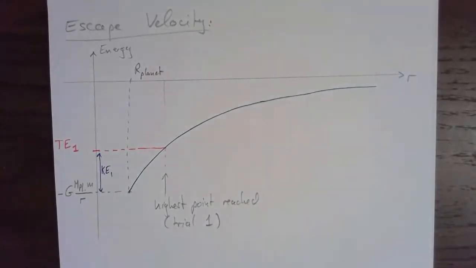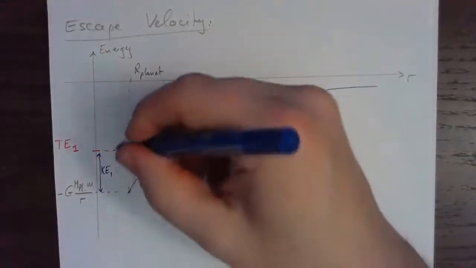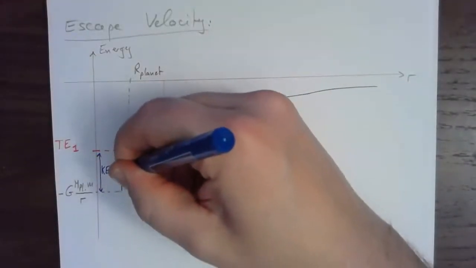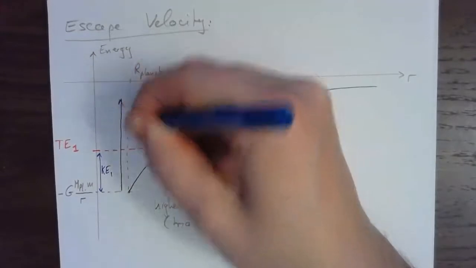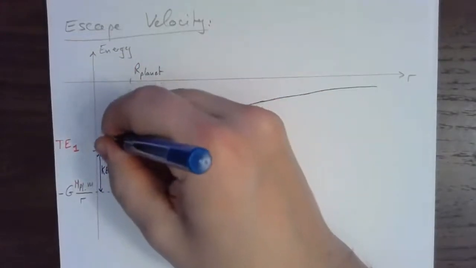Okay, let's try again. Let's shoot the whole thing a little bit faster. Right, so we do it again. We start out here, that's the surface of the Earth. That's my potential energy. I can't change that being stuck on the surface of the Earth. But I can make it go faster. By making it go faster, I'm adding more kinetic energy to it. Maybe I'll add that much kinetic energy to it.